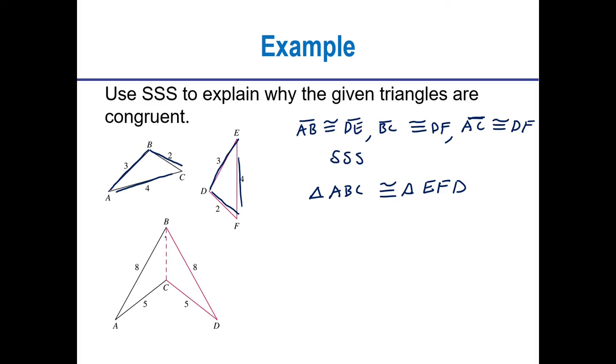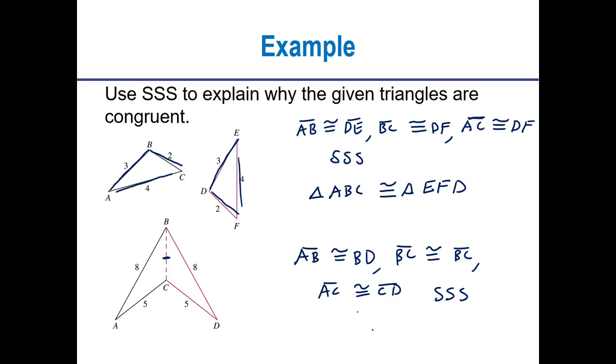In the second pair of triangles, we have that they share a common side, so we know this common side is the same. Segment AB is congruent to segment BD. And clearly segment BC is congruent to itself, segment BC, because it's the same segment. And finally we have segment AC is congruent to segment CD. So we have the side, side, side congruence theorem, and therefore triangle ABC is congruent to triangle DBC.